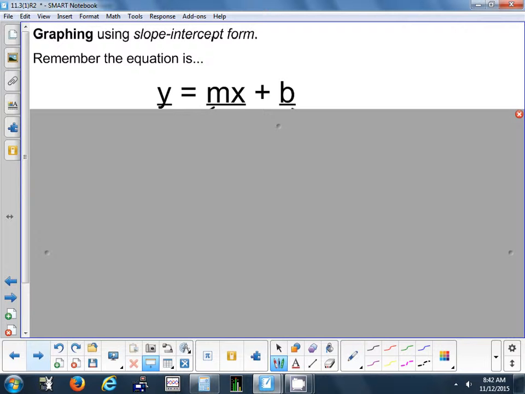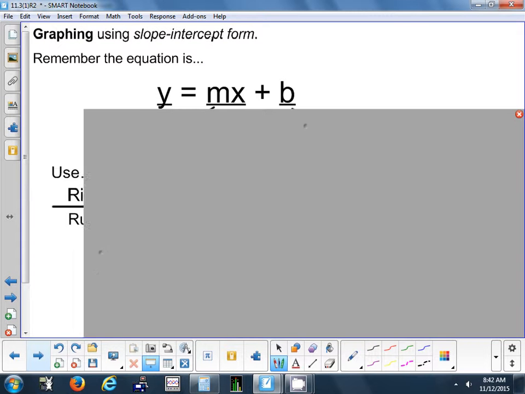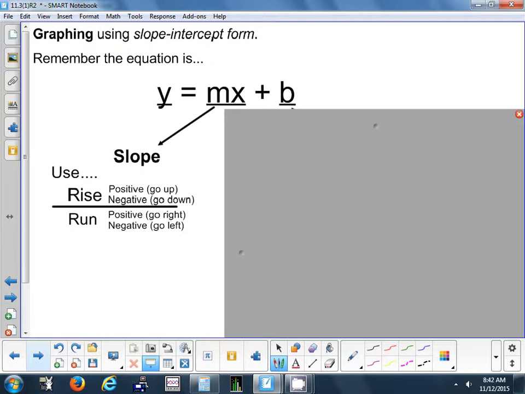We're going to have to use this m, that slope, again when we graph. So you get a little arrow on your notes. We know m stands for slope, and you're going to use the rise over the run. If it's positive, we go up. If it's negative, we go down. The bottom number, the run, if it's positive, we go right. If it's negative, we go left. All of this goes back to what we talked about on Tuesday, but now we apply it in a little bit of a different way.